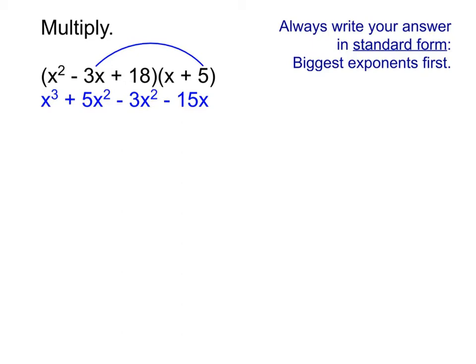I'm being systematic about this. I'm going in the same order. That way I don't accidentally miss something. Alright, next up I got to deal with the 18. So I do the 18 times x, and I do the 18 times 5.